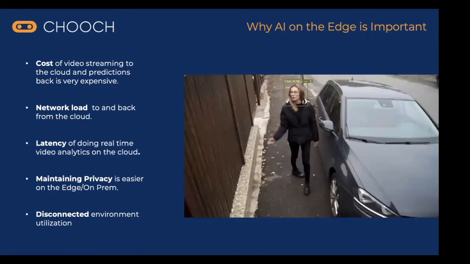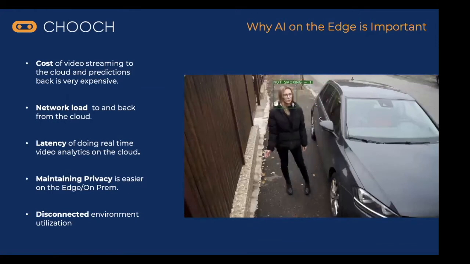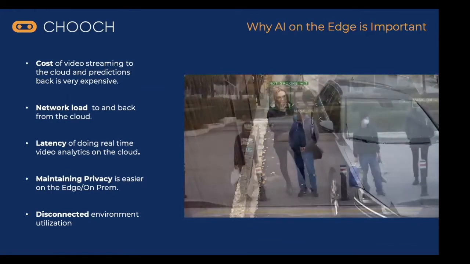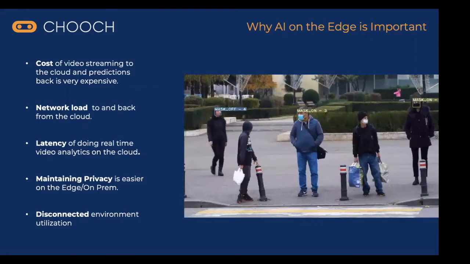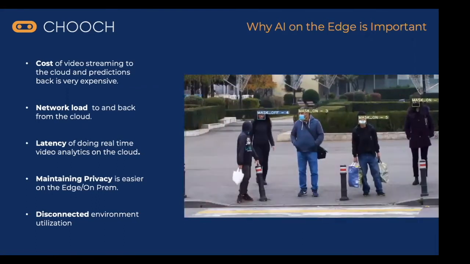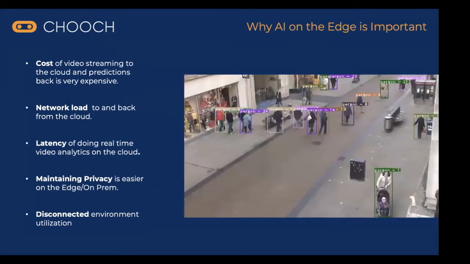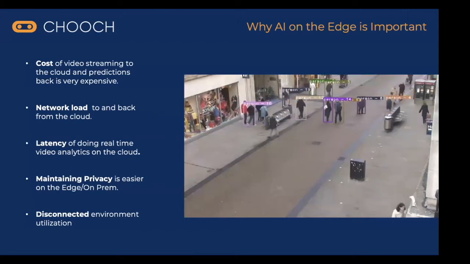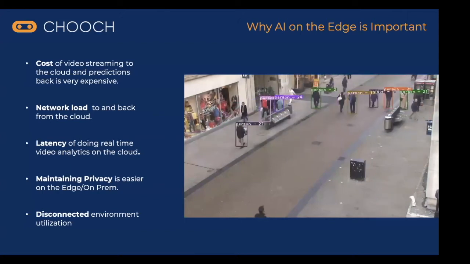Number 2 is network load. It's very heavy on the network, streaming these videos constantly. Imagine doing 24/7 surveillance with 1,000 cameras out there, and you're constantly streaming that to the cloud. The network load is very, very heavy.